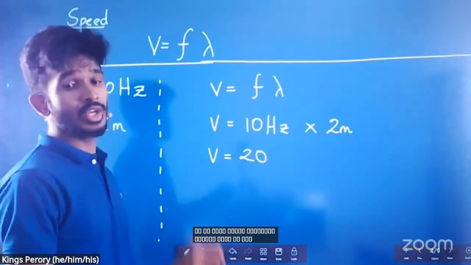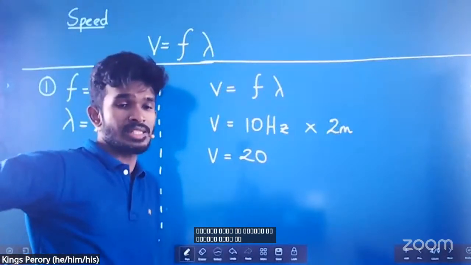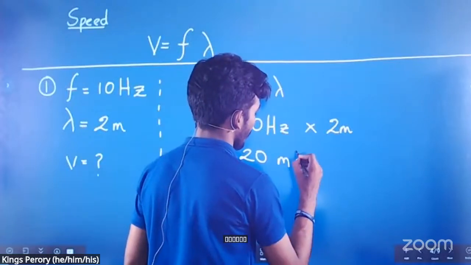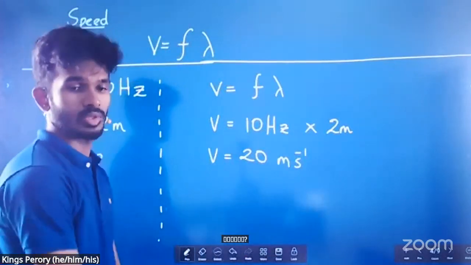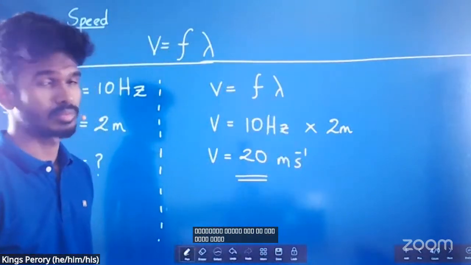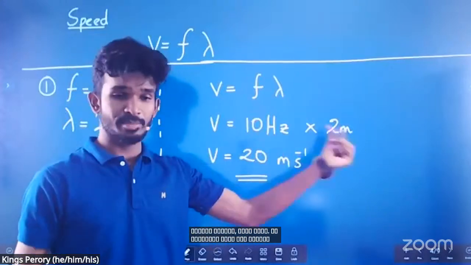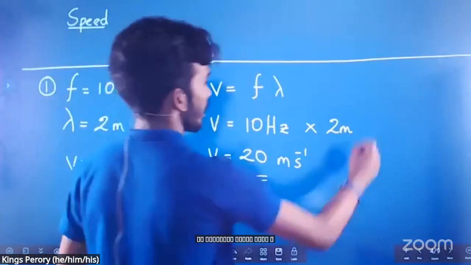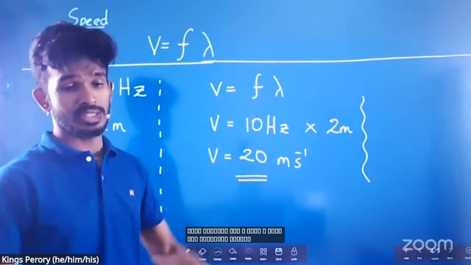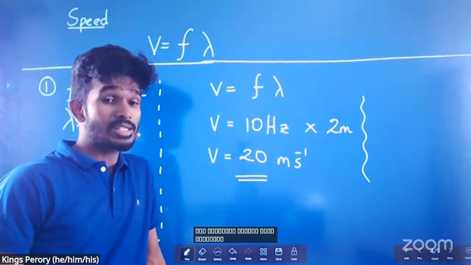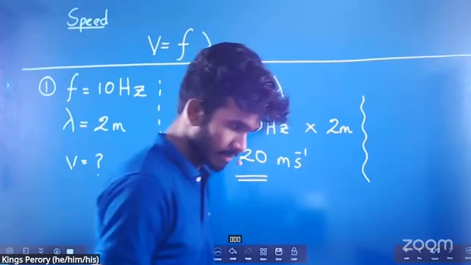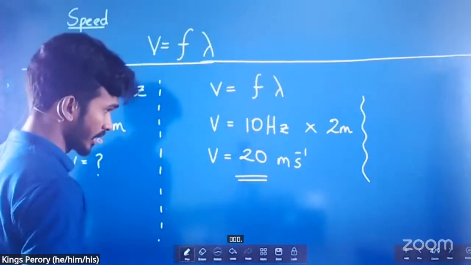Tell me, what's the SI unit of speed? Meters per second. The answer comes in meters per second. Now some of you will ask me, sir, how come the answer comes in meters per second? This is hertz, this is meter. Can you all remember? I taught you another unit for frequency. What's the other unit for frequency? Per second.